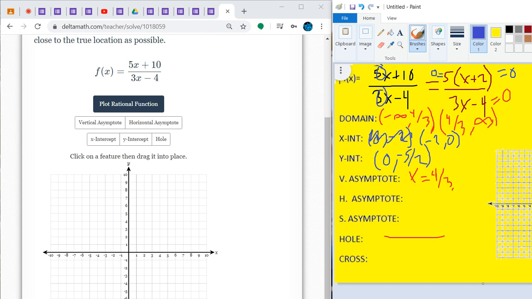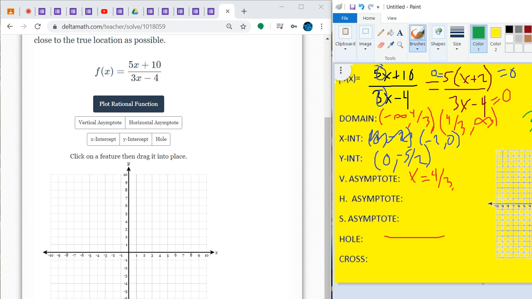Horizontal asymptote is all that's left then, and for that, again, we use our long division. So 5x plus 10 goes on the inside, 3x minus 4 goes on the outside. We do 3x times what would give you 5x. So this is a little bit tricky. You'd have to do 5 over 3, because 5 times 3 would give you 15, divided by 3 gives you right back to 5. So this is going to be some pretty nasty math here.